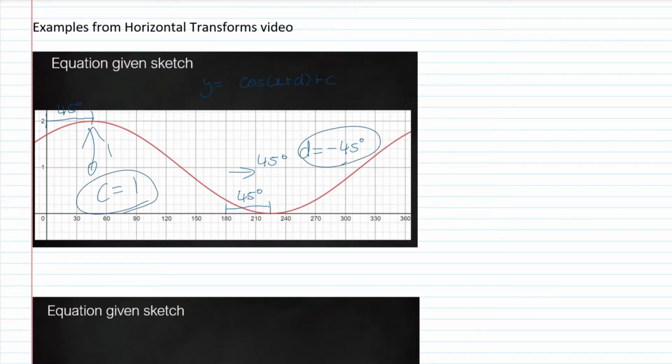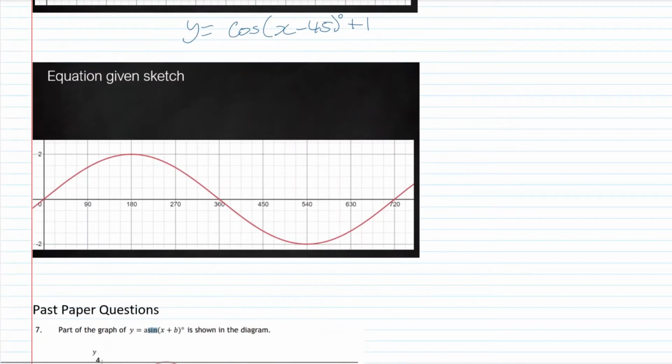These two here, let's just write it out below. So it's cos of x minus 45 degrees plus 1. Okay, cool. Let's move on to the next one.